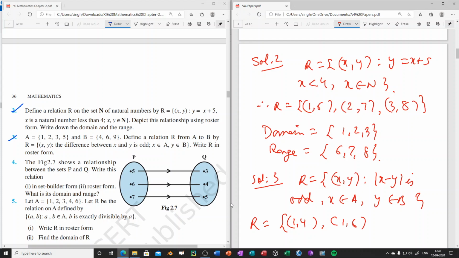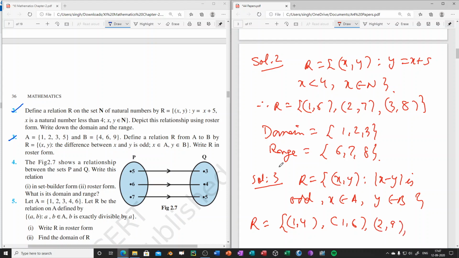Then what about 1 and 9? The difference of 1 and 9 will be 8, but 8 is an even number. So we cannot say that (1, 9) belongs to R. Next, let us take 2 from the first set. For 2, 4 the difference is 2, and for 2, 6 the difference is again an even number. Then for 2, 9 the difference is 7, so (2, 9) will be a member of set R.